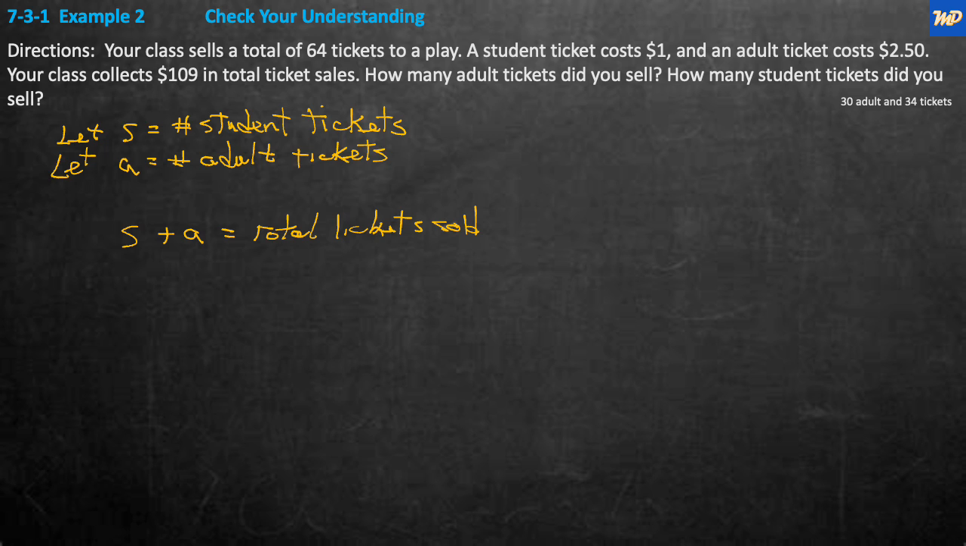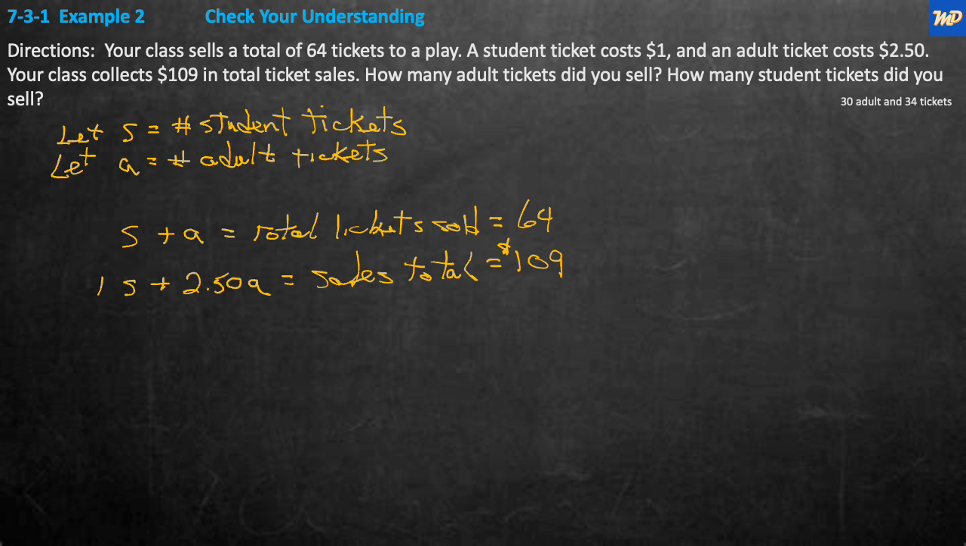Student tickets are $1, so 1 times S, plus the adults are 2.50, 2.50 times A, is equal to what? It's equal to the total sales. Okay, we got that. So that's the second equation. The total tickets sold, oh, I forgot to write it in, I'm sorry, is 64 tickets, and the total sales is $109.